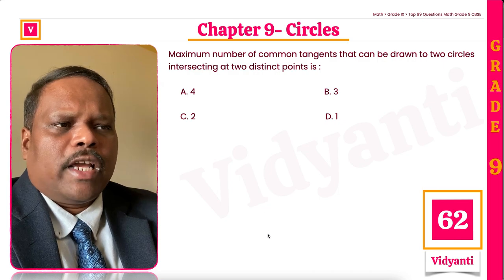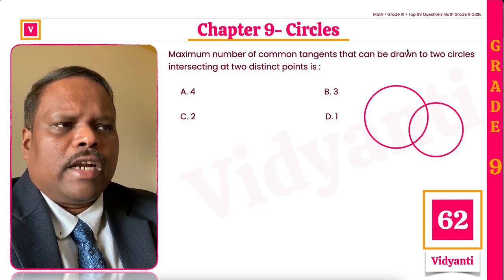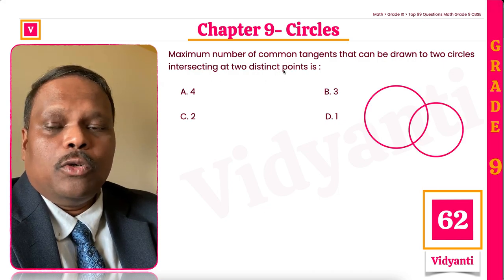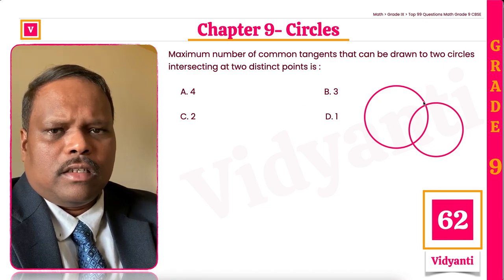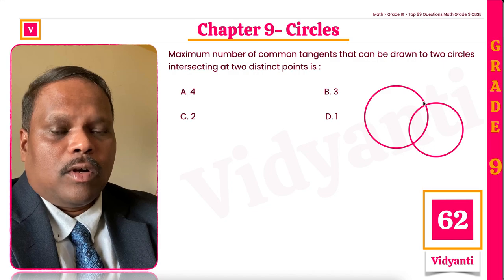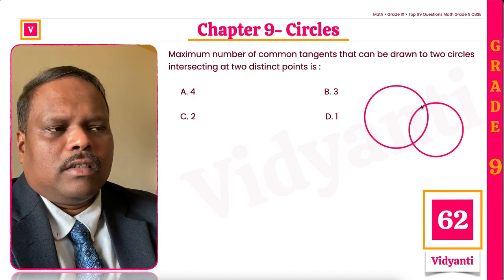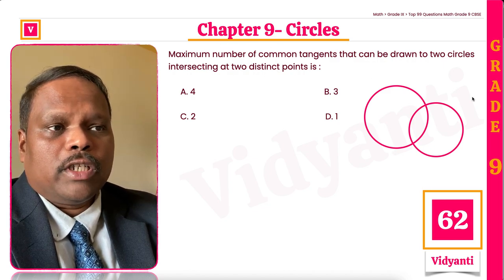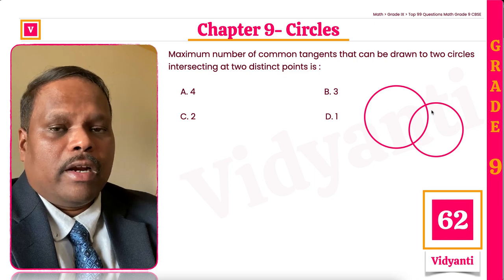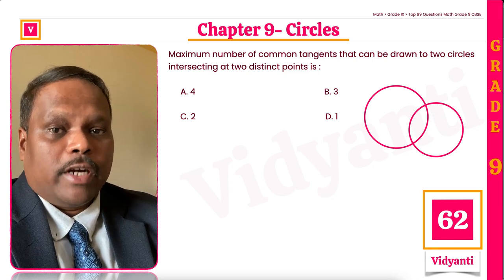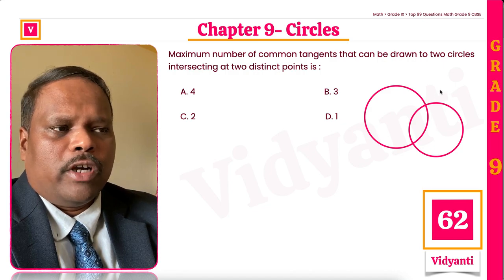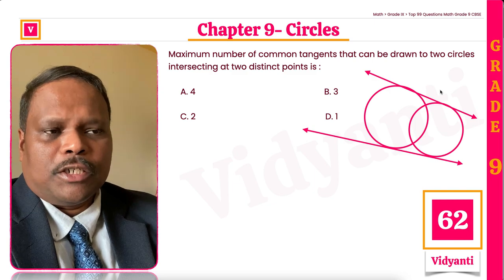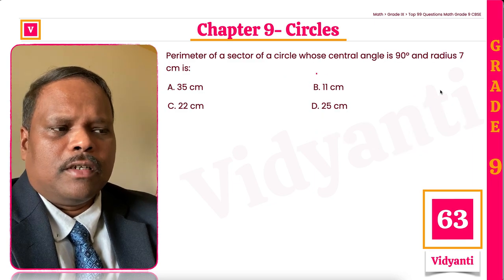Maximum number of common tangents. Well, that can be drawn if two circles intersect at two distinct points. That's the key word. They have not said whether the circles are equal or not, but if they are intersecting at two distinct points, that means they are not barely touching each other. They are not completely separated from each other, but they are intersecting at two distinct points. So we can draw two such tangents. So that will be the correct answer.